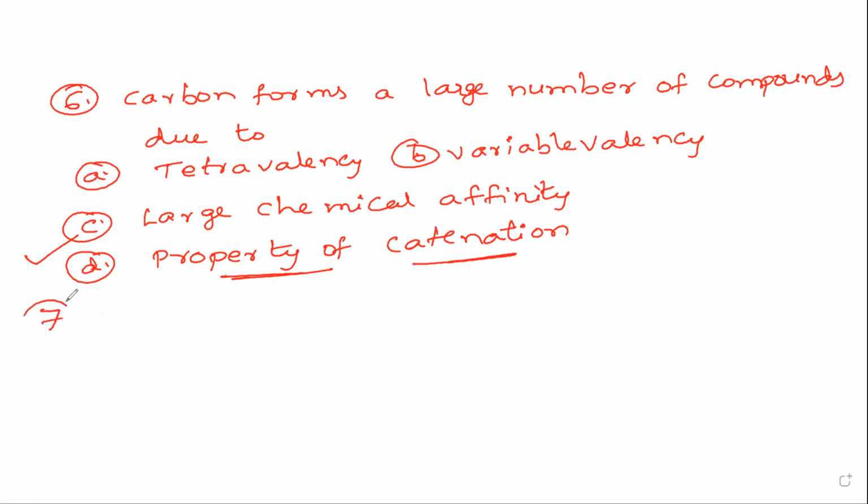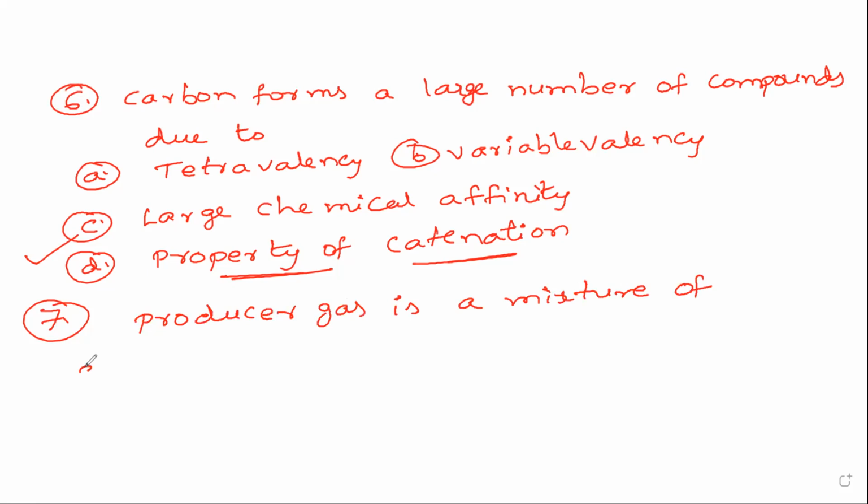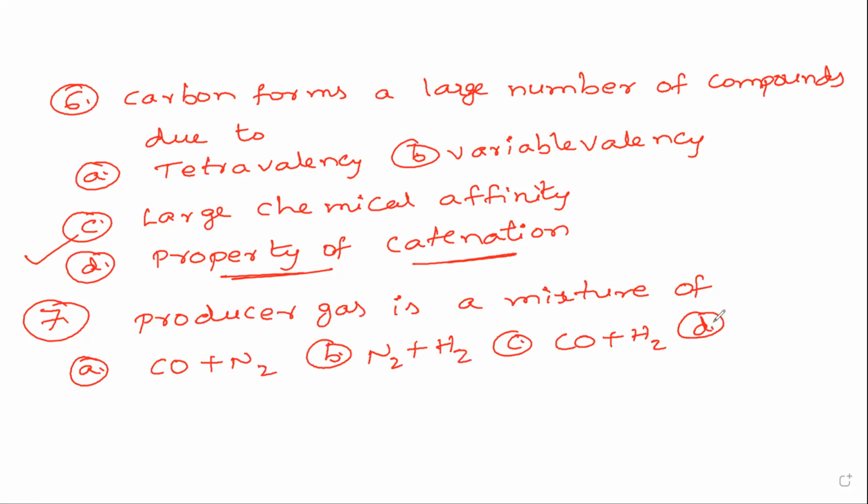Next, question number 7. Producer gas is a mixture of: option A, carbon monoxide plus nitrogen; option B, nitrogen plus hydrogen; option C, carbon monoxide plus hydrogen; and option D, carbon dioxide plus water. So what is the right answer?